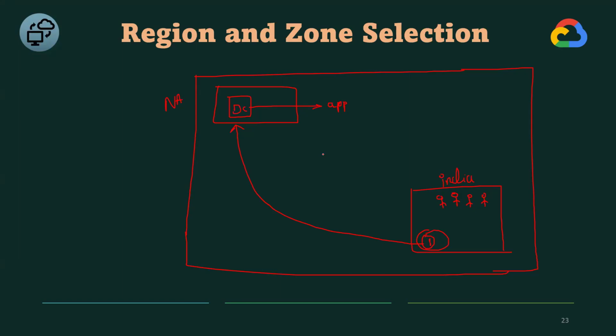Now the thing is, who has to connect to this application? Who are the target users? The Indian people are the target users. Now all the way from India, they have to establish a connection to the application. Because of the large distance between the data center and India, there will be network lag and there will be latency. That application may not be available for them.